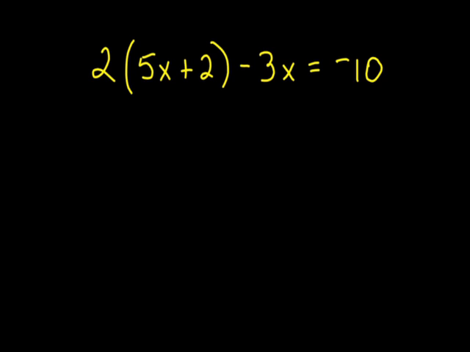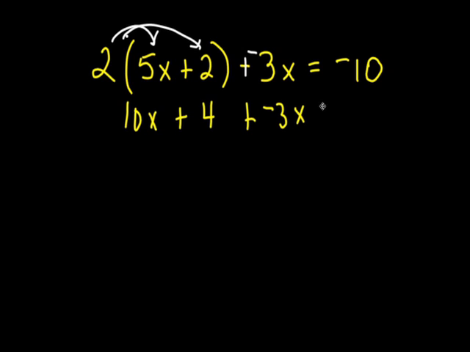I don't have any fractions. My variables are on the left, so I don't have to worry about variables on both sides. I do have that minus, so I'm going to do same change opposite. And then I have distributive property. So 2 times 5x is 10x. 2 times 2 is 4. I have my negative 3x equals negative 10. So I just rewrite it.